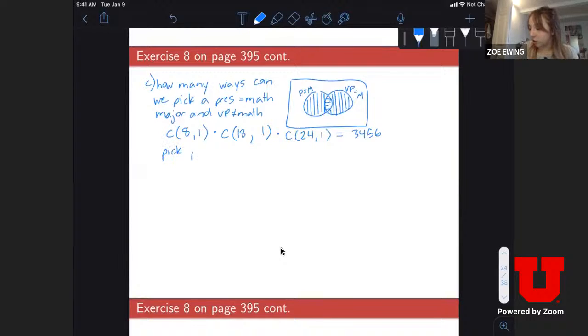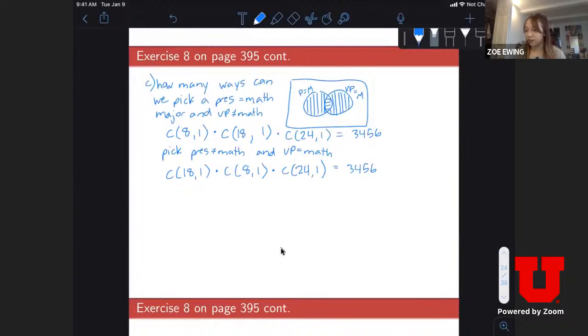All right, now we want to figure out how many ways to pick a president who's not a math major and a vice president who is. We're going to do a really similar formula here. In fact, it turns out to be pretty much the same. It's only different in how we write it. So this time we're going to first pick our president out of everybody who's not a math major. And then we want to pick the vice president out of only the math majors. And then we want to pick the very last, the secretary. So that is also 3456.